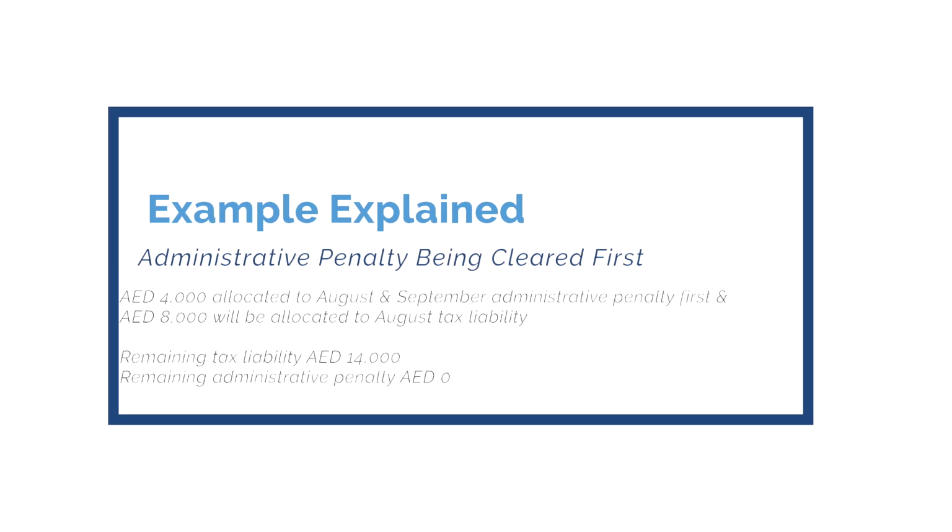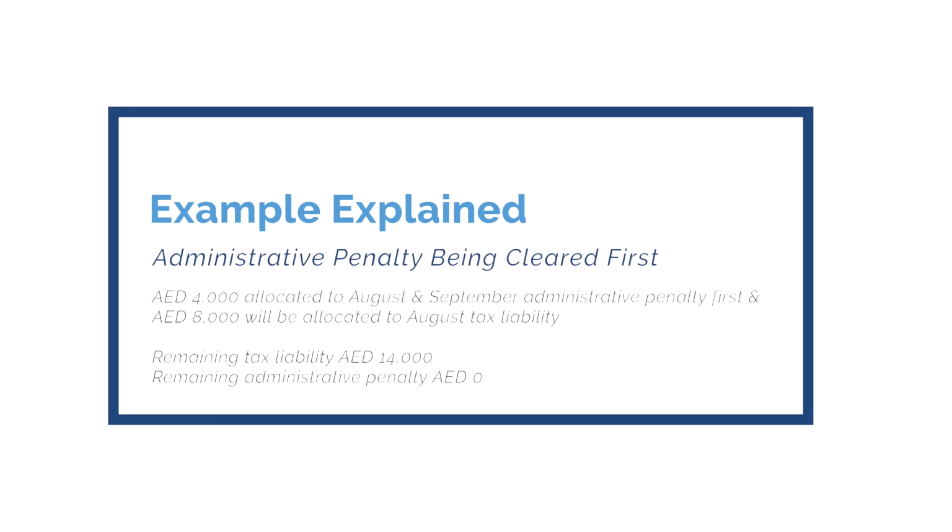If the second option is selected, which is the administrative penalty being cleared first, then 4,000 dirhams will be allocated towards the August and September administrative penalty, and 8,000 dirhams will be allocated towards the August tax liability. The remaining tax liability will be 14,000 dirhams, and there will be no administrative penalty remaining.